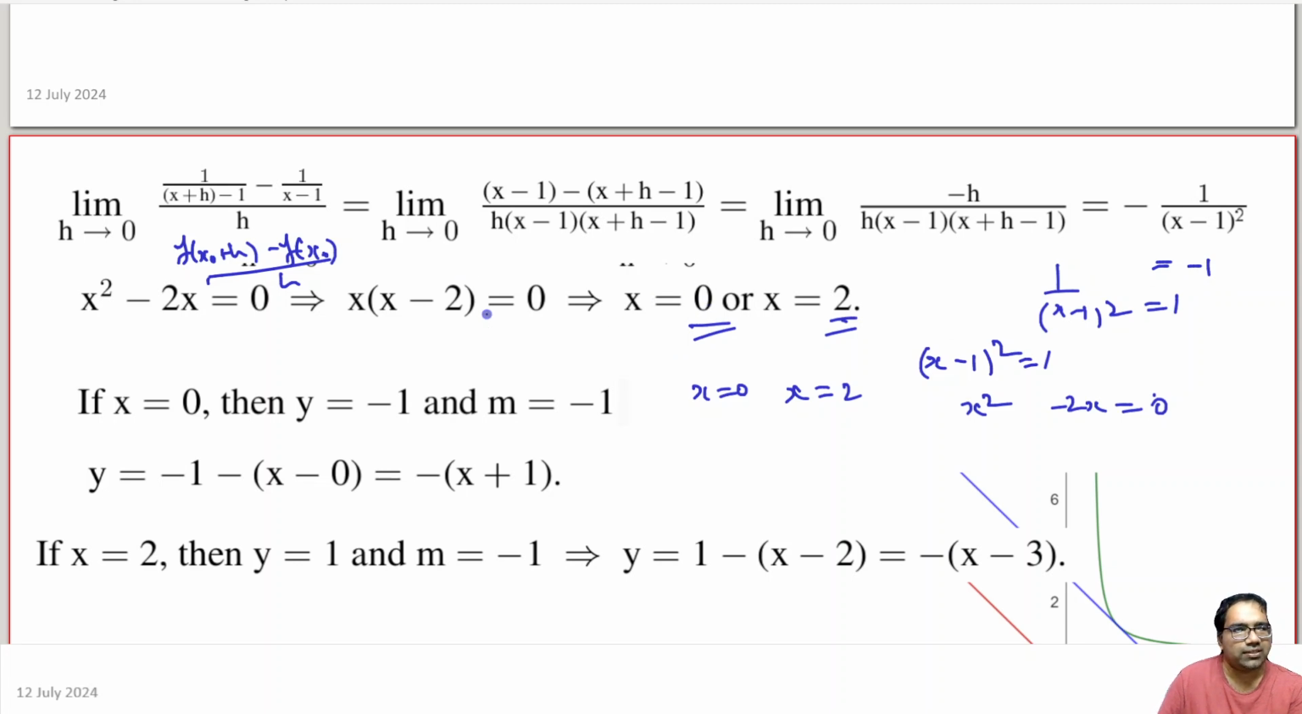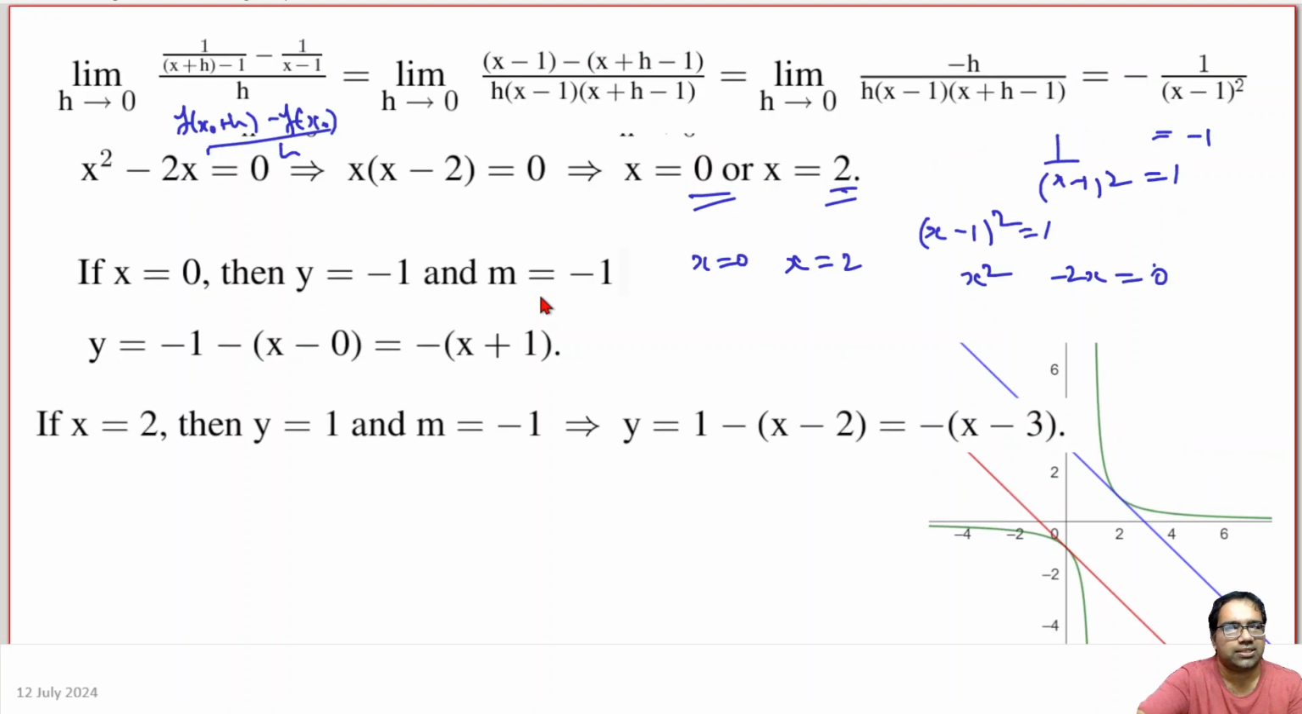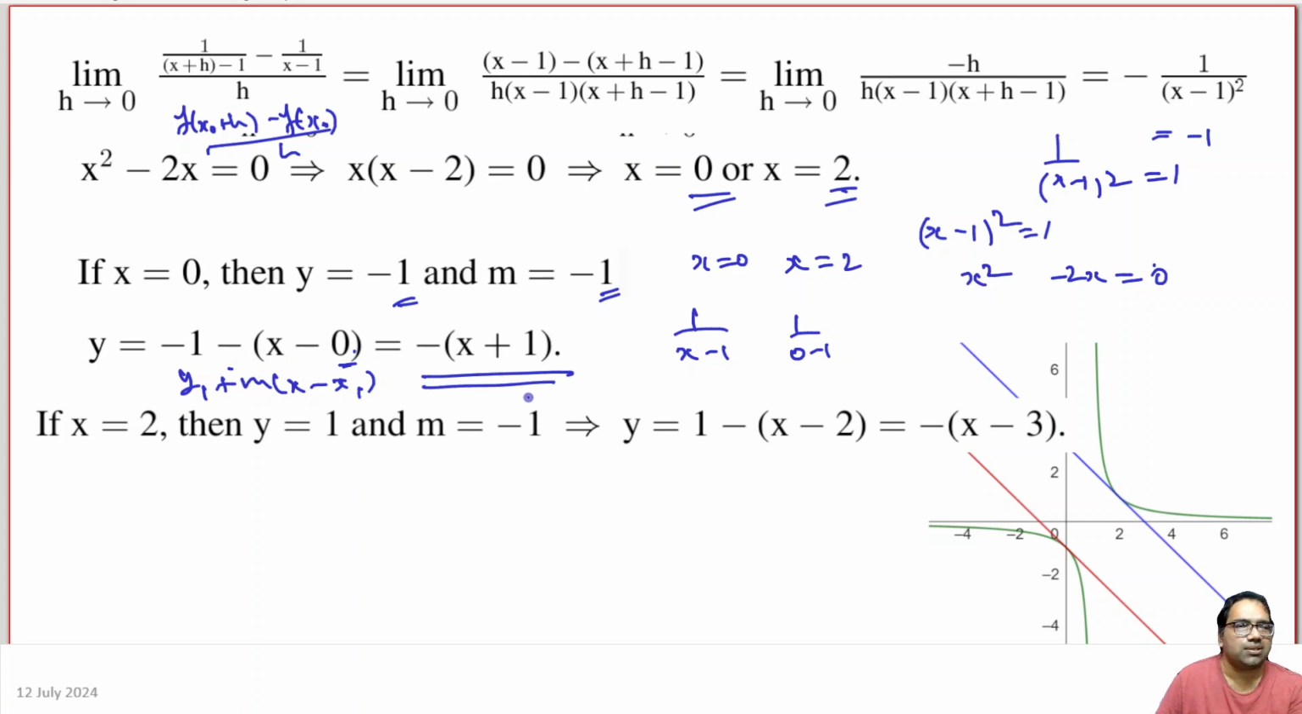Right. Now x is 0. What is y? y is again 1 by x minus 1, 1 by 0 minus 1, which is equal to minus 1. The slope is minus 1 anyway. y is minus 1, x is 0. So y equal to y1 plus m into x minus x1. m is anyway minus 1, and x1 is actually 0. So the equation of the tangent is minus of x plus 1.